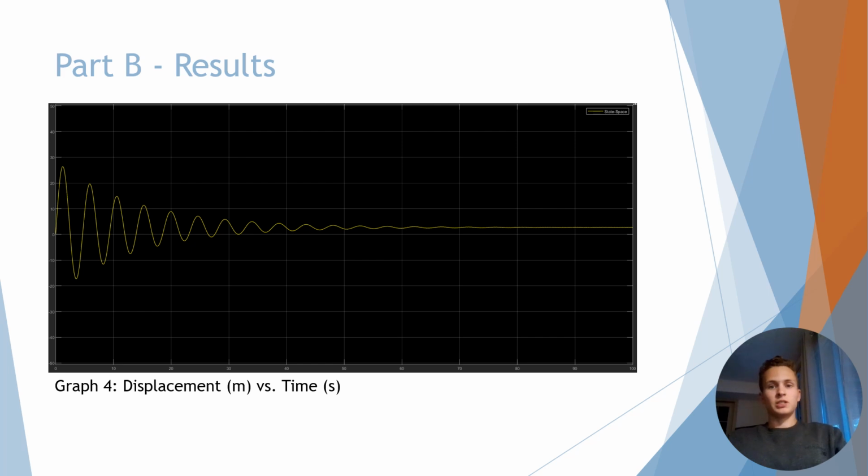Part B uses the same system as Part A because with this setup the damping constant can't be altered. This means that some craft perform better than others.